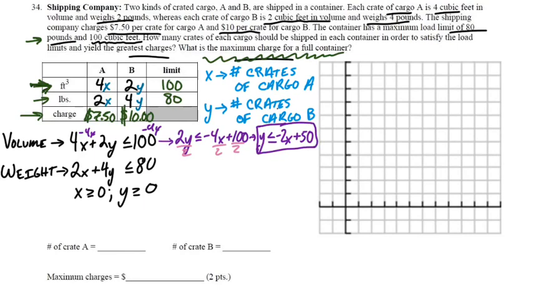And then I'll do the weight in green here. So subtract 2x on both sides. We have 4y is less than or equal to negative 2x plus 80. Divide everything through by 4 to get y by itself on the other side there. And we are left with y is less than or equal to negative 1/2 x plus 20. There we go. Now that one's ready to graph.